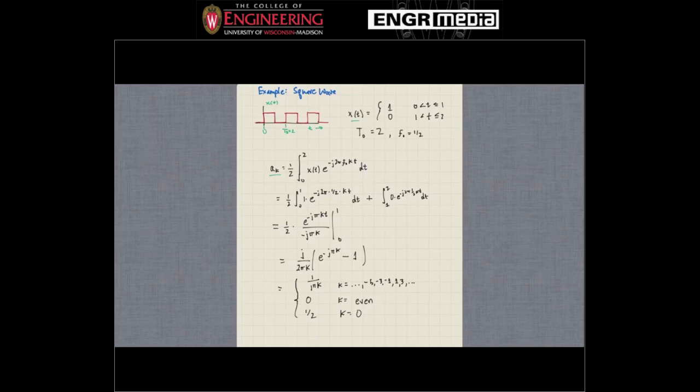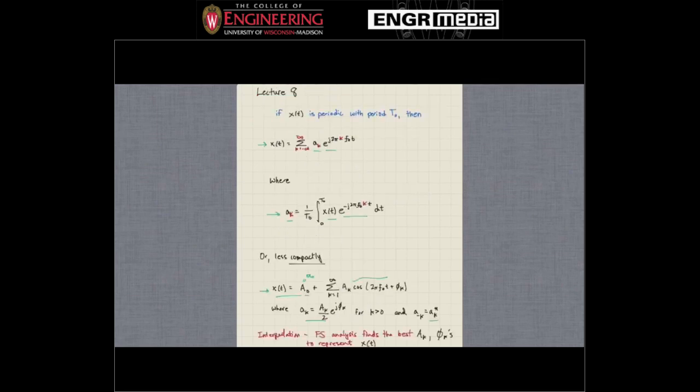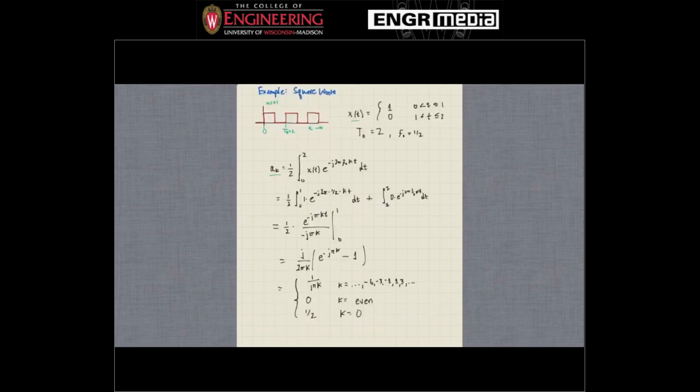Okay, so to find the spectrum or the Fourier series coefficients, I would just copy that equation that we saw on the last page, and calculate the a_k's. Remember, T_0 for the square wave is 2. So that's written right here, and we get this 1/2.